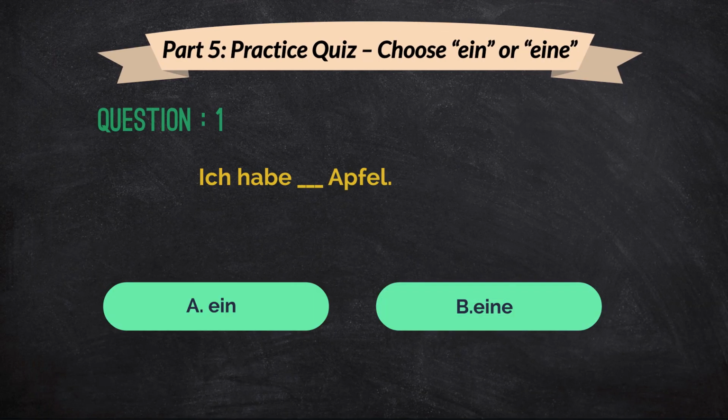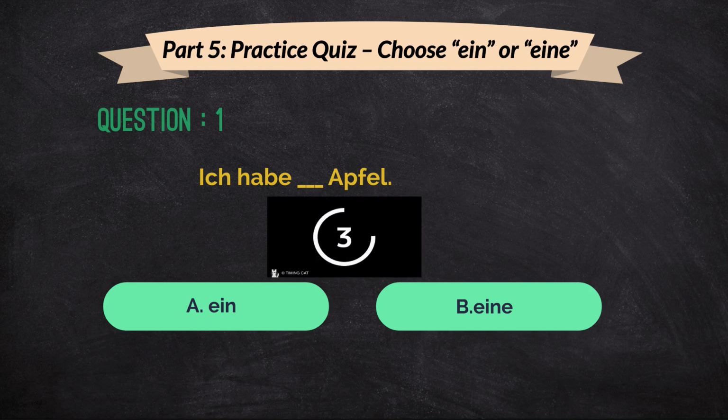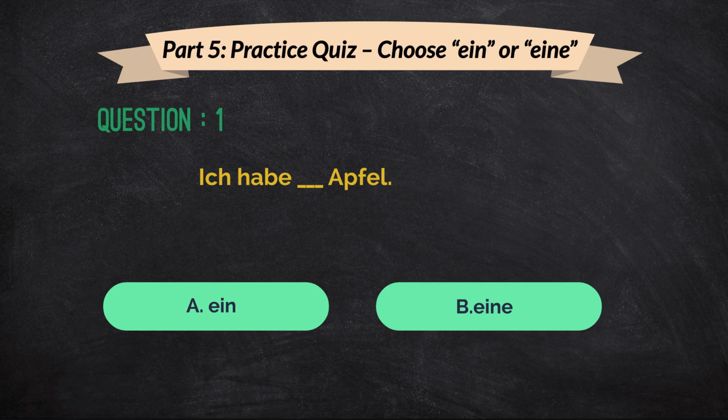Ich habe Apfel, ein or eine? Apfel means apple. It is a masculine noun in German. So we say ein Apfel. The correct answer is A, ein.